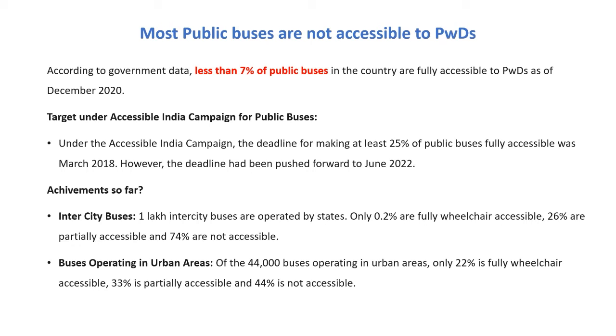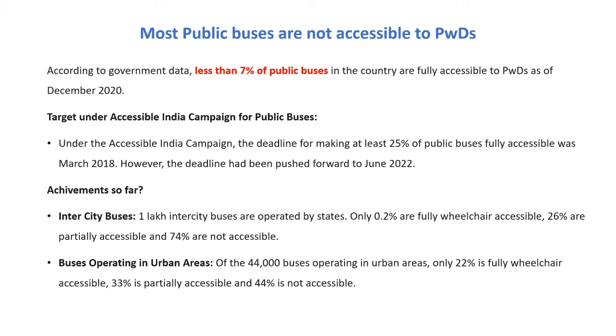In India, less than 7% of public buses can be used by people with disabilities, so this has to be enhanced. People with disabilities should be able to use these public buses. The target under the Accessible India campaign for public buses was to make at least 25% of them fully accessible by March 2018. However, the deadline has been pushed forward to June 2022. That is why we are going to study and discuss it.